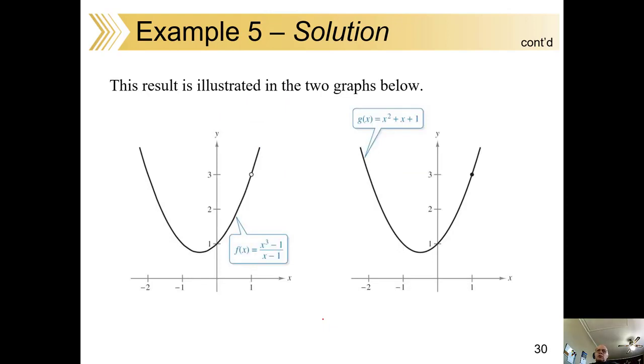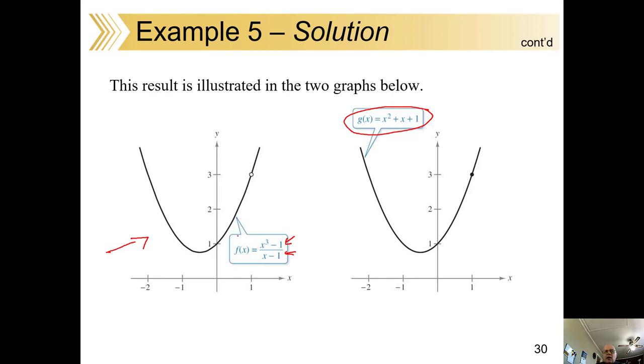Here's a picture of what we're talking about. The first graph is the graph of the function we were talking about. Notice the x minus 1 in the denominator and this more exotic numerator. After we factor and find the limit, we end up with the limit that's the same as the limit for this one.